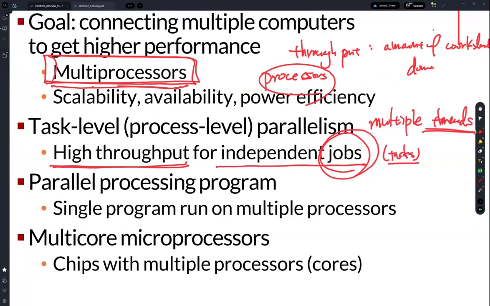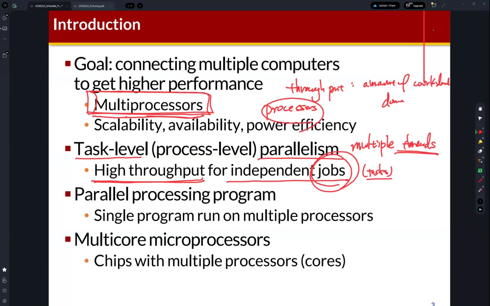So this is called task level parallelism. Parallelism represents parallelized work. In Korean, it can be called 병렬화, right? So parallelism means that something can be parallelized. Task level parallelism means that tasks can be parallelized.